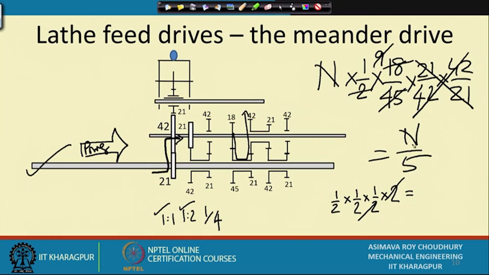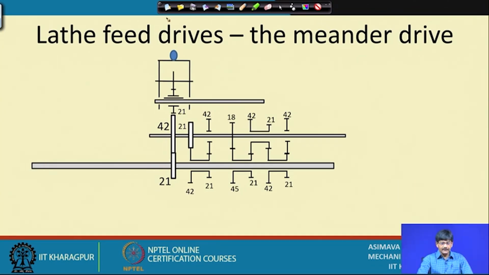So, n by 5 will be available here, and as you can see 21 is here. So, half of that will be available here. So, this will give us 1 is to 5, this will give us 1 is to 10, and this will give us 1 is to 20. So, this way ultimately we see that on the lathe, whatever speeds, whatever feeds we require, they can be obtained by the Norton tumbler arrangement and the meander drive, and this is called the extended meander drive.